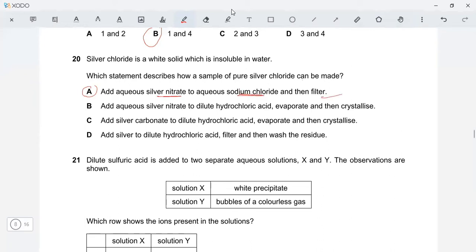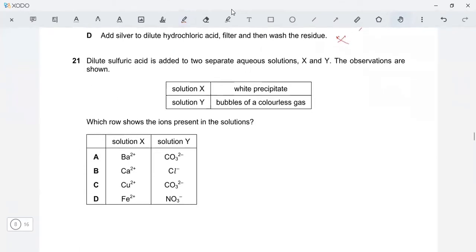We'll get the salt. Precipitation reaction, do you remember? So the answer will be A. And the rest of the options seem to be wrong. Of course, wrong. This is not the process by which we get the salt. This is also not the process. This also is not correct.